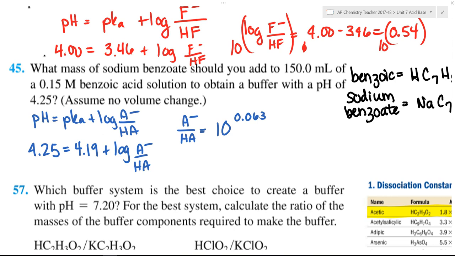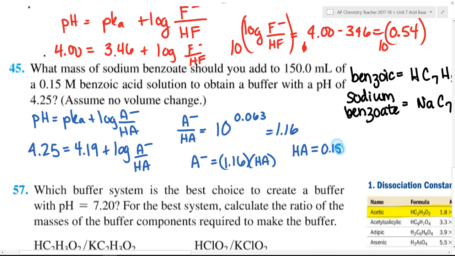So actually, I'm going to plug this in my calculator. 10 to the 0.063. This ends up being 1.16 ratio. So they're almost equimolar. So what that means is, if you rearrange this, A minus is 1.16 times the molarity of your HA. So if your HA concentration is 0.15 molar, and how do I know that? Because it tells me that's already set. I want my A minus concentration to be 1.16 times that.